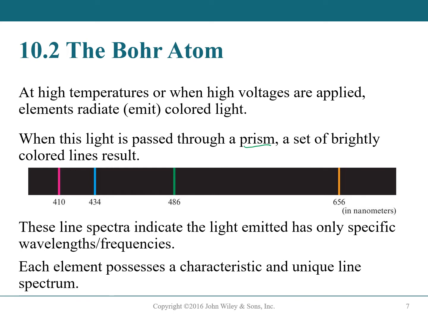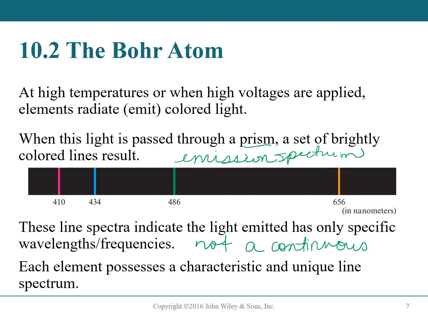So we need to figure out, and then we need to explain why it has what we call an emission spectrum, not a rainbow. The other thing is this. Each element possesses a unique emission spectrum. So we also need to know why each element has a characteristic emission spectrum.